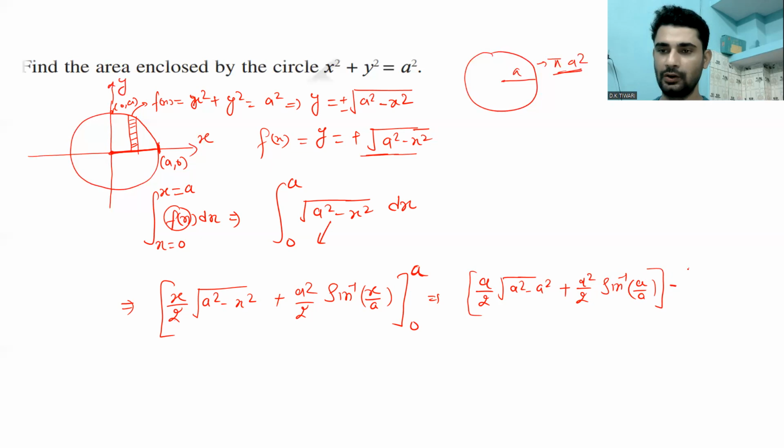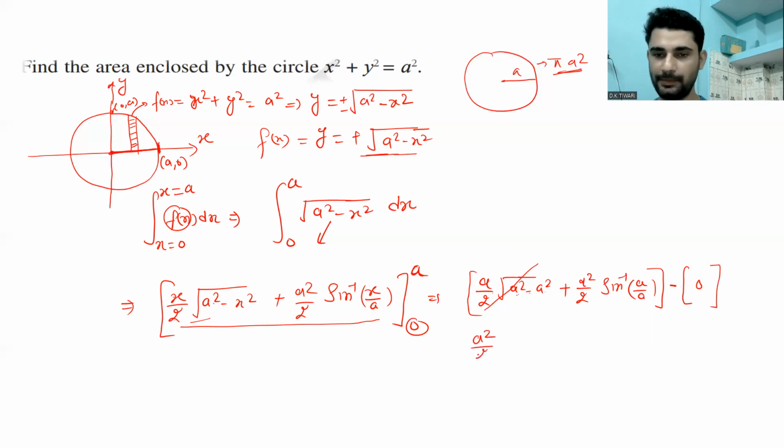Minus the lower limit. When we put the lower limit, x equal to 0, 0 into something will be 0, and sine inverse 0 upon a is nothing but 0. So this complete portion will become 0 when we put the lower limit x equal to 0. So it will be 0. This portion also is 0, because a square minus a square, 0 into something is 0. So the answer will be a square by 2 and sine inverse 1 by 1.